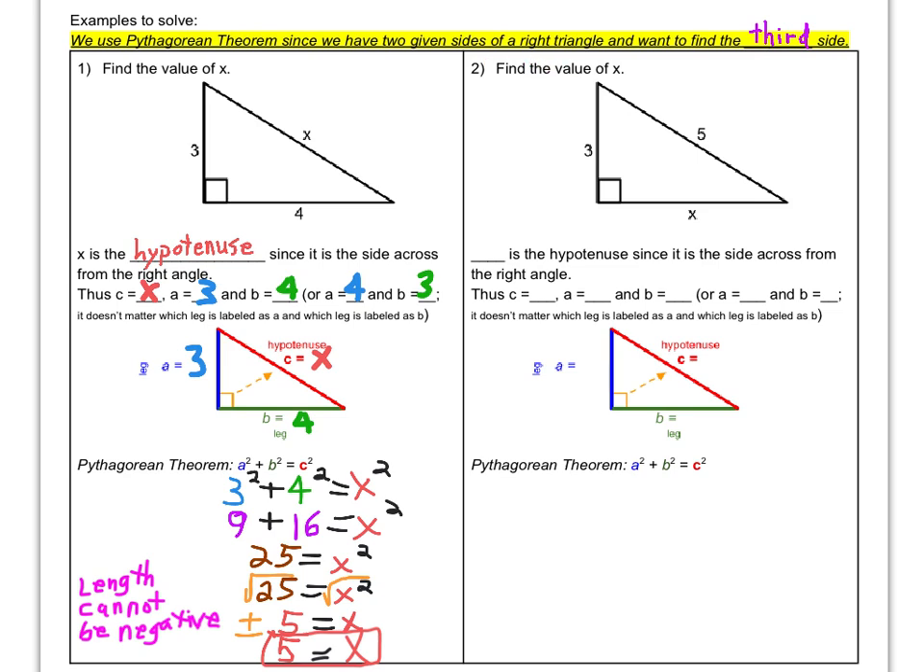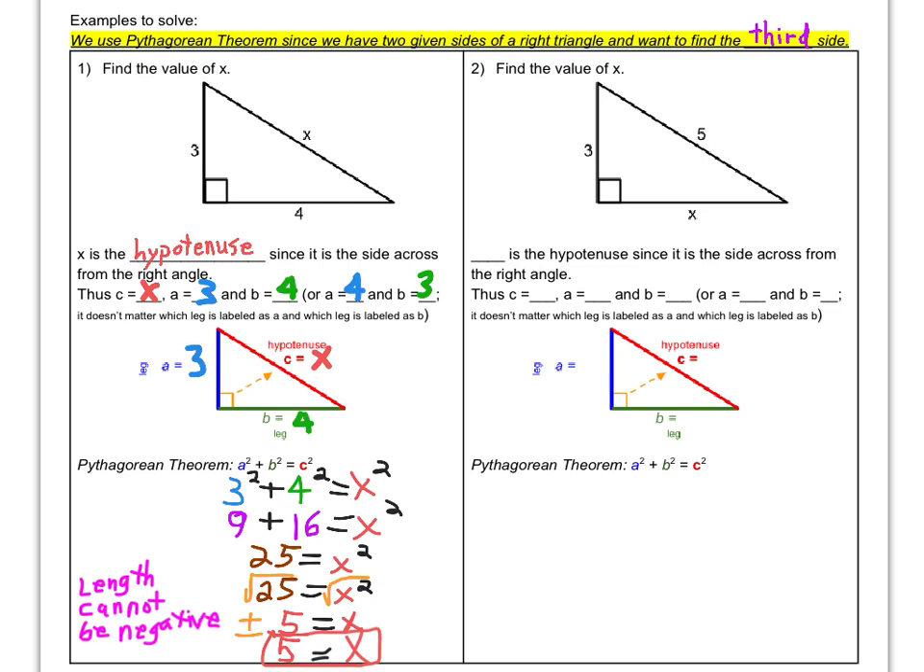Let's try to use the same logic that we did on number 1, but you'll notice that it's slightly different. The x is not in the same spot. It is not across from the 90-degree angle. It is actually next to that. Remember, is that the hypotenuse or a leg? Why don't you take a moment, try to fill in this information before you continue on.